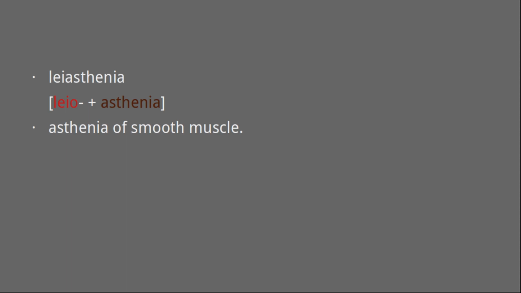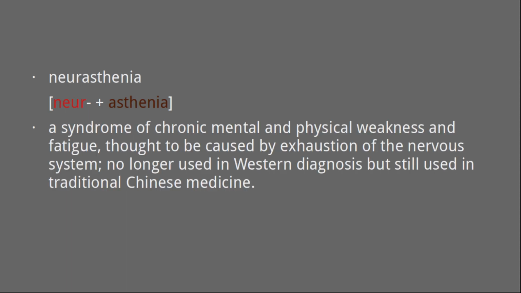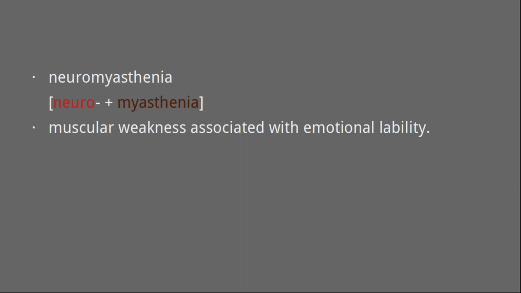Another term utilizing this suffix is lyasthenia, which refers to asthenia of smooth muscle. The prefix leo means smooth, so lyasthenia is understood as weak smooth muscle. Neurasthenia is a syndrome of chronic mental and physical weakness and fatigue, thought to be caused by exhaustion of the nervous system. The prefix neur refers to nerves, so neurasthenia can be understood as weak nerves.